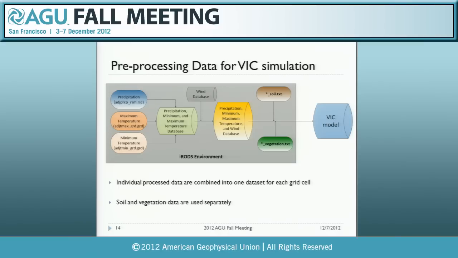Okay, so in the data preprocessing, we will automate precipitation and maximum and minimum temperature data, and then we will combine them with the wind data to create the total meteorological data set. We separately collect soil and vegetation data from the LDAS source and feed it to the VIC model for simulation.